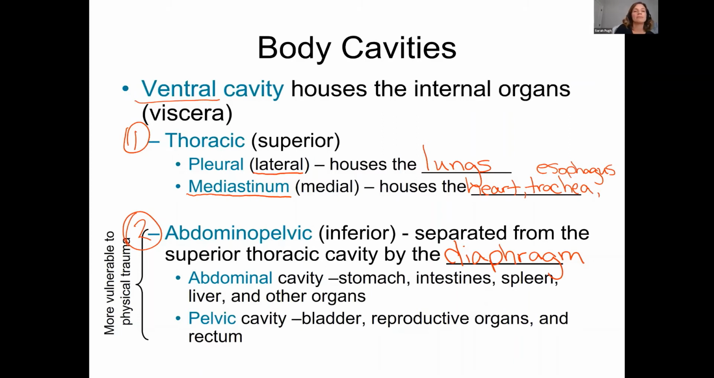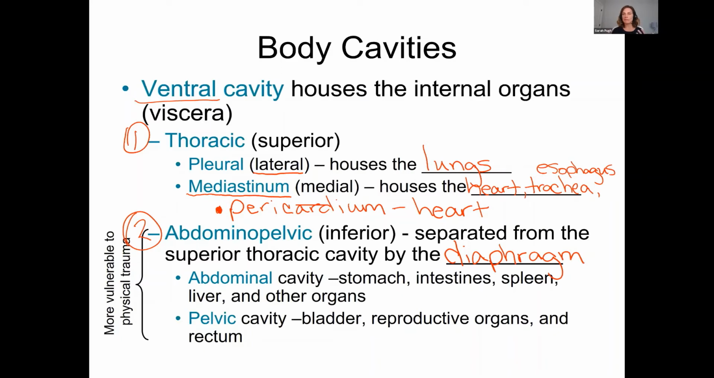Now I'm going to go one step further. I'm going to add one more in here. Actually, let me put it under the mediastinum. So the mediastinum in the middle has the heart, the trachea, the esophagus. But if we just want to look at the cavity that houses the heart, that's called the pericardium. This houses the heart. Okay, so the pericardial cavity or the pericardium is specific to the heart.